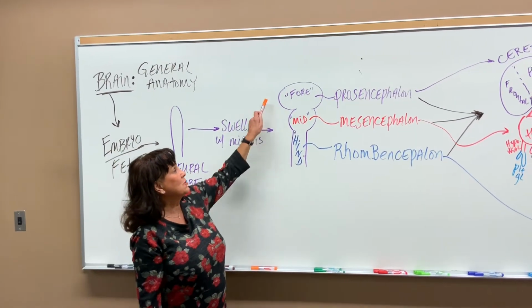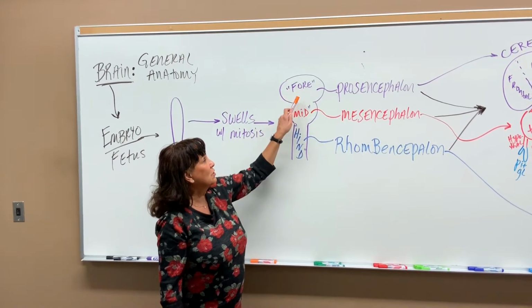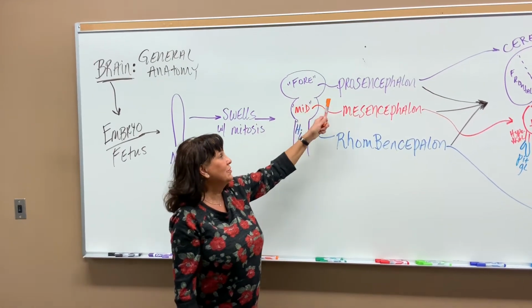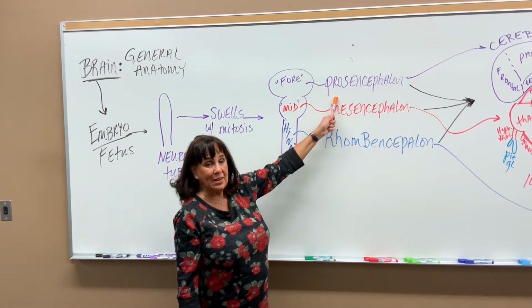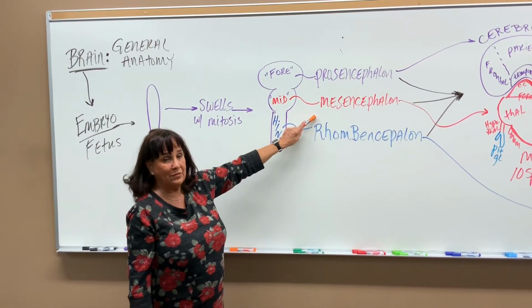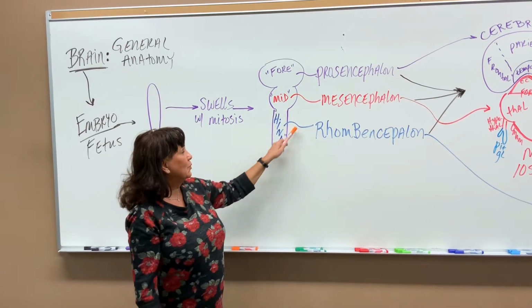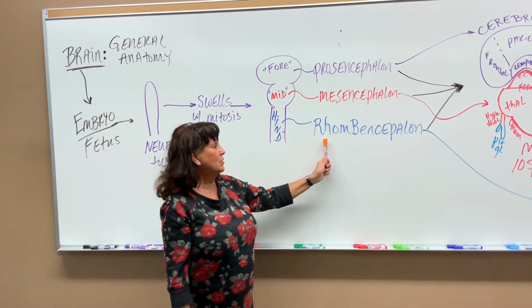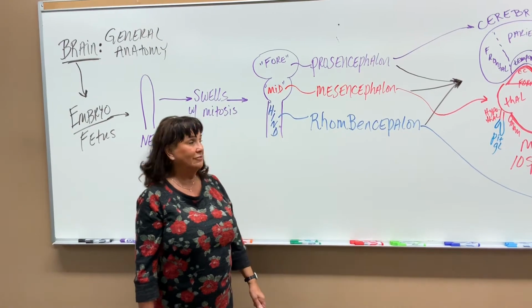And so the first area that's swollen is called the forebrain. And the real name for forebrain is prosencephalon. The middle part of the brain is called the mesencephalon. And then the hindbrain area will become known as the rhombencephalon, okay?